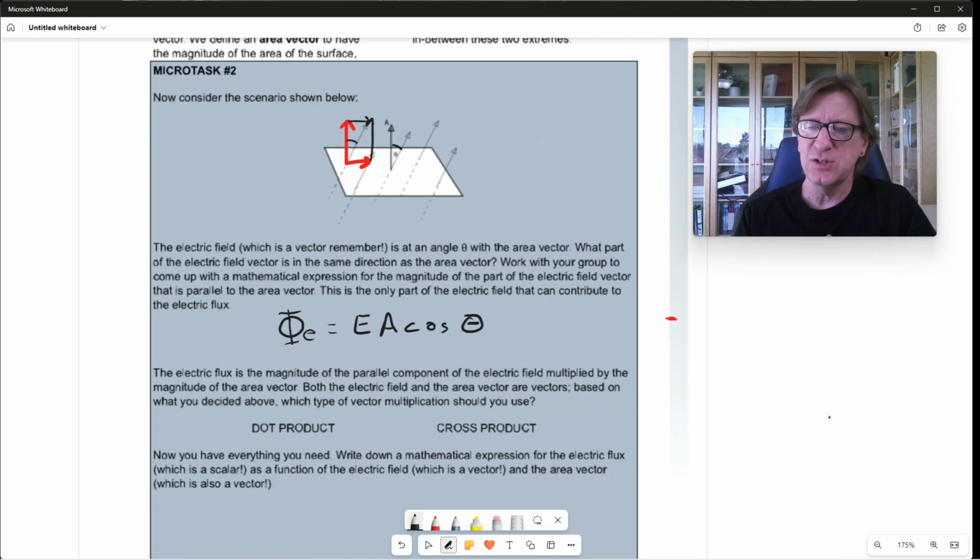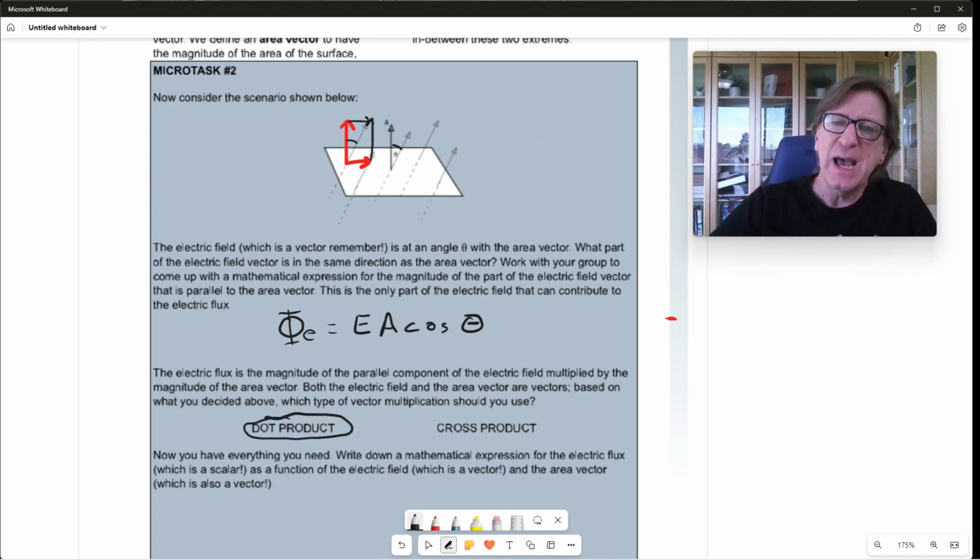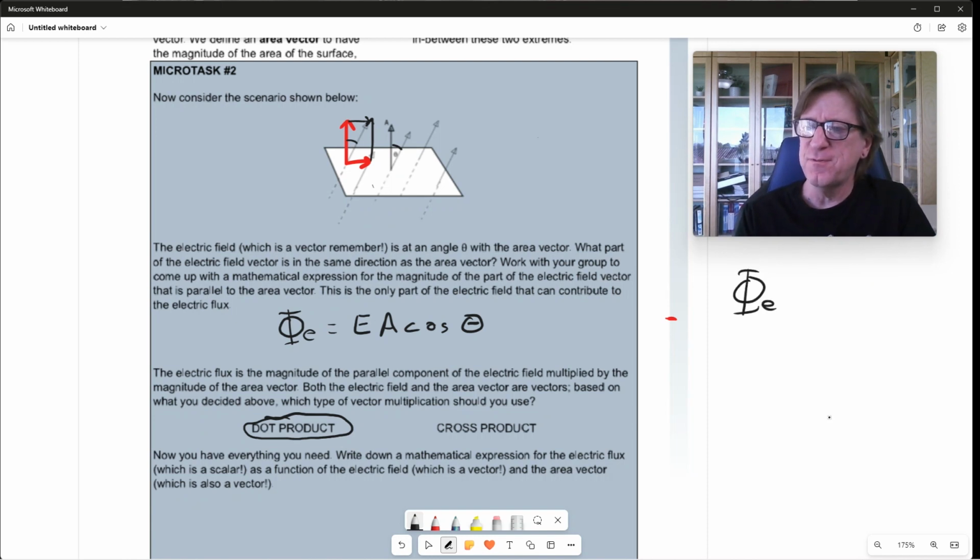Now think back to what you know about vector multiplication. Is this the dot product or is it the cross product? Well, this is the dot product, and we also know it has to be the dot product because I need a scalar at the end of the day. So coming back to what we had over here, I have phi E equals E vector and A vector. These are two vectors, but this is a scalar. So that means I must be using the dot product here.